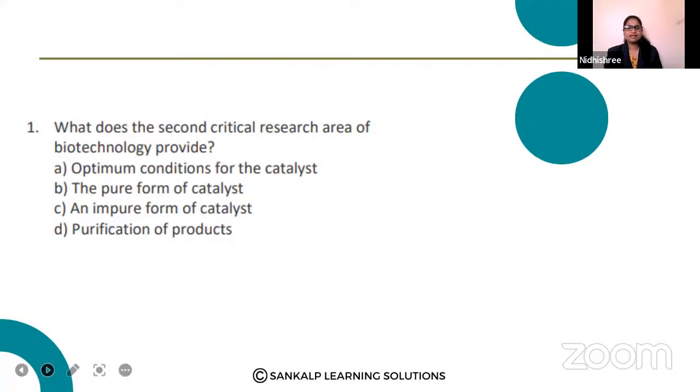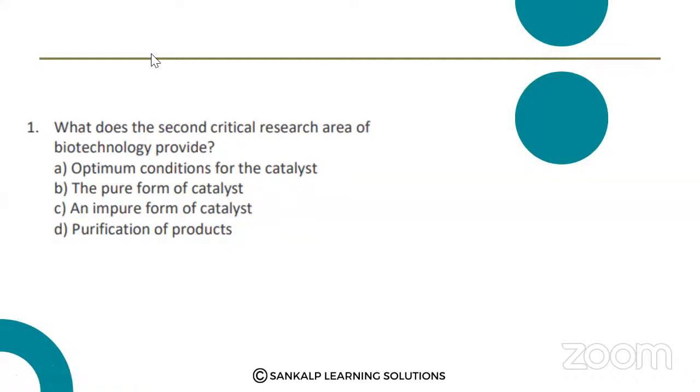What does the second critical research area of biotechnology provide? Option A, optimum conditions for the catalyst. Option B, the pure form of a catalyst. Option C, an impure form of a catalyst. Option D, purification of products. Option A, optimum condition for the catalyst.